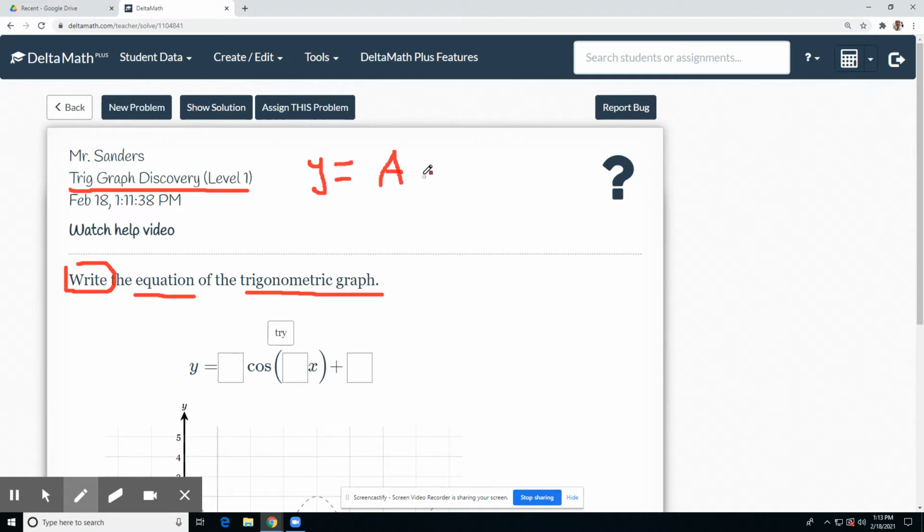A, we have cosine here. This is for cosine and sine. Bx plus d, plus c. This is our midline. It moves it up and down. This is our x phase shift. It moves it left and right.